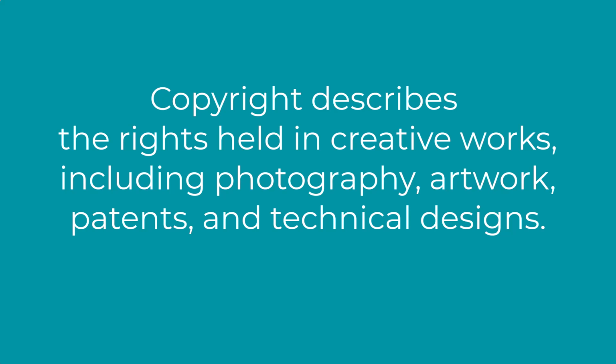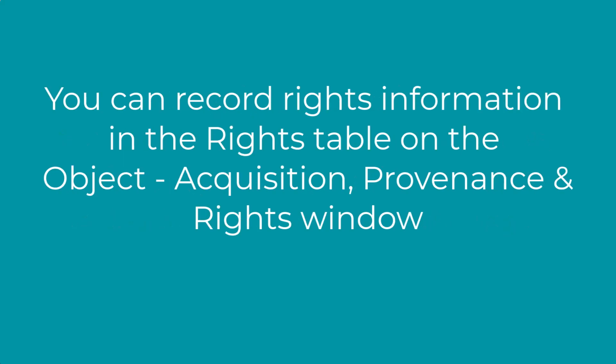Copyright describes the rights that are held in creative works, including photography, artwork, patents, and technical designs. These rights can be recorded in the rights table of the object record. You can also note rights that have been granted to you in the same table. Lastly, you can also record other types of rights in that table, including cultural permissions that may be related to Indigenous works.